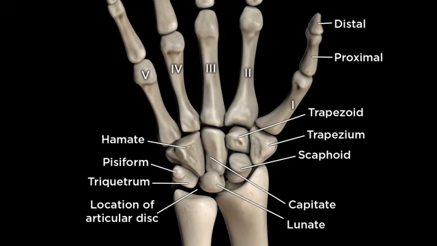The proximal row contains the scaphoid at the lateral or thumb side, followed by the lunate, then the triquetrum medially. However, the 4th carpal in that proximal row, the pisiform, is not aligned next to the triquetrum. It's stacked on the triquetrum's anterior side. Typically, only the scaphoid and lunate articulate with the distal radius. Then the distal row of 4 carpals are in a line from lateral to medial. They're the trapezium, trapezoid, capitate, and hamate.